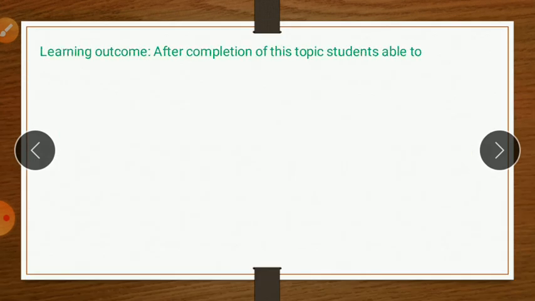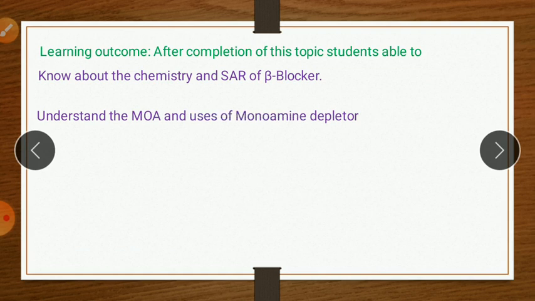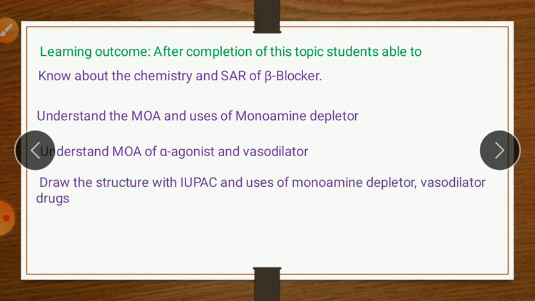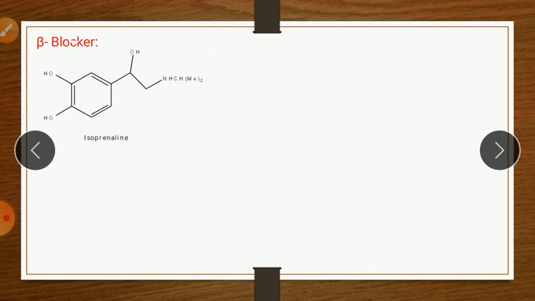Learning outcome. After completion of this topic, the student will be able to know about the chemistry and SAR of beta blocker, understand the mechanism of action and uses of monoamine depletor, understand the mechanism of action of alpha agonist and vasodilator, and draw the structure with IUPAC name and uses of monoamine depletor and vasodilator drugs. First is beta blocker.